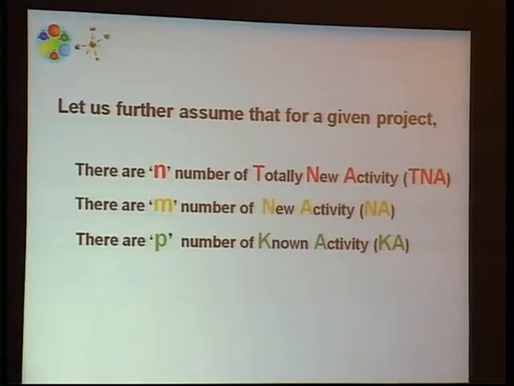Number of activities in any project, N plus M plus K. A project could have 1,000, 2,000, 10,000 activities, but all these activities are divided into N, M, and K.